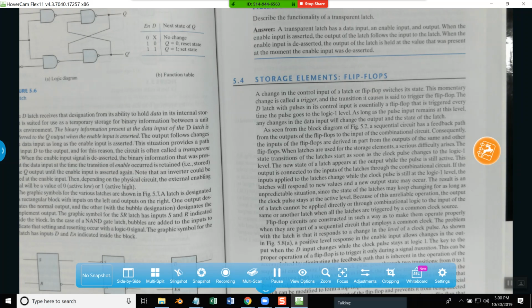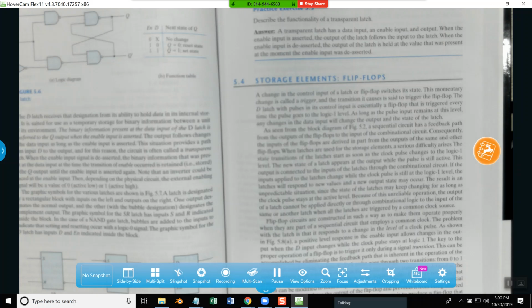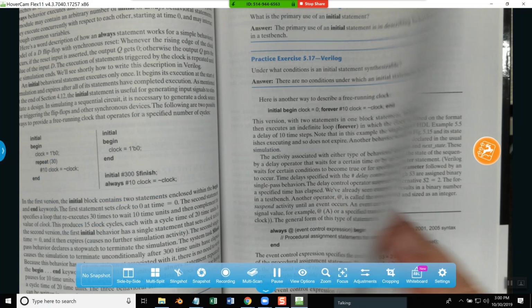Okay, flip-flops. Changing the control input of a latch or flip-flop switches its state. The momentary change is called a trigger, and the transition causes the trigger of the flip-flop. The D latch with pulses in its control input is essentially a flip-flop that is triggered every time the pulse goes to logic 1 level. As long as the pulse input remains at this level, any changes in data input will change the output and the state of the latch.